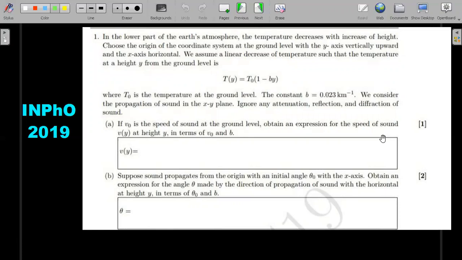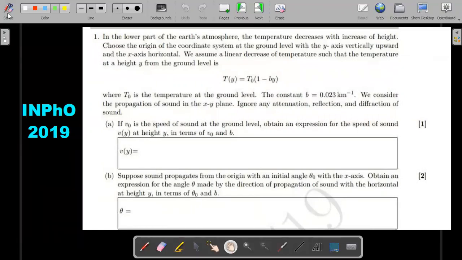So the question deals with the lower part of Earth's atmosphere. Temperature decreases with increase of height. Choose the origin of the coordinate system at the ground level with the y-axis vertically upward and x-axis horizontal. We assume a linear decrease of temperature such that the temperature at height y is given directly as T naught into (1 minus by), where when y is equal to 0, T naught is the temperature at the ground level. The constant of proportionality here, B, is given some value.